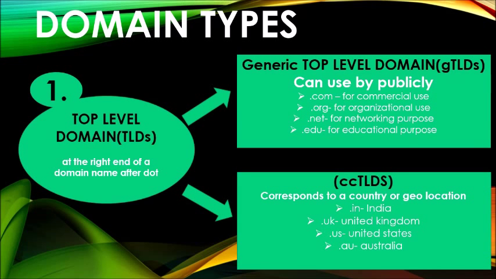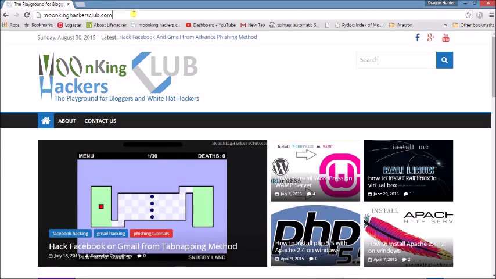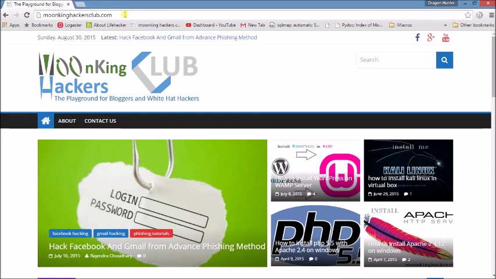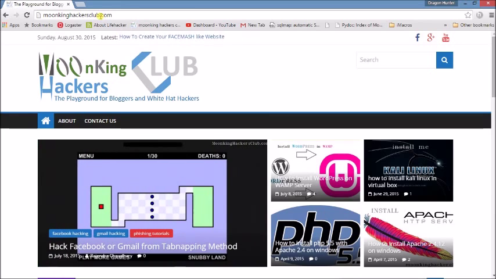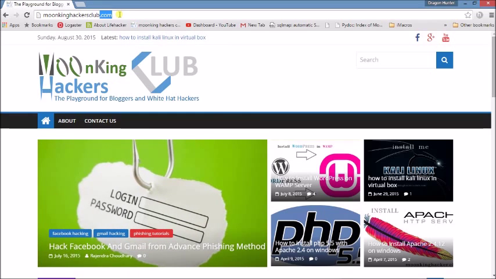Now come to our next topic, that is domain types. Actually there are three types of domains. The first one is top level domain names, the short term is TLDs. You can find the top level domain generally at the right end of a domain name after the dot, like .com, .net, .org. As I said before, the top level domain is at the right end after the dot. Here it is the dot, and this one is known as the top level domain. Okay guys, so this is the top level domain.